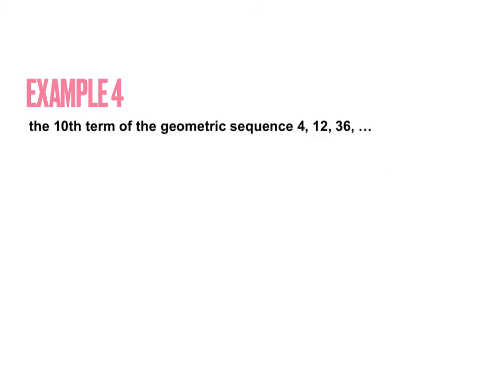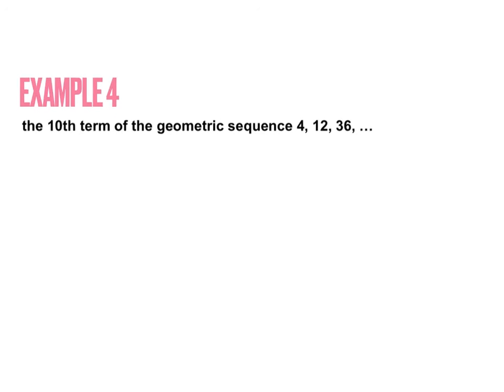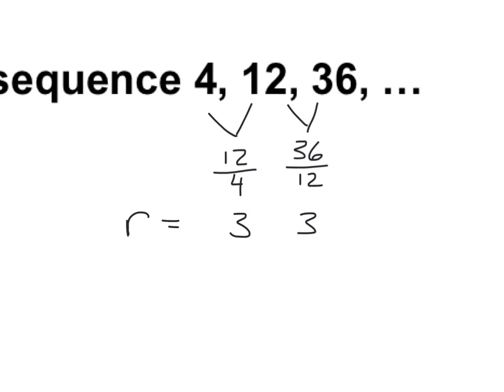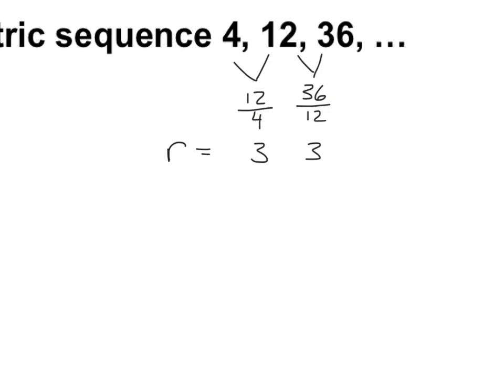So example 4, we need to find the 10th term of the geometric sequence. So here, to find what our ratio is, we're going to take 12 divided by 4. 12 divided by 4 is 3. The next one, we can just check to make sure that we have the same ratio all the way around. So we have 36 divided by 12, which simplifies to 3. So our ratio is 3. We're going to plug it into our formula, which is a of n is equal to a times r raised to the n minus 1 power.